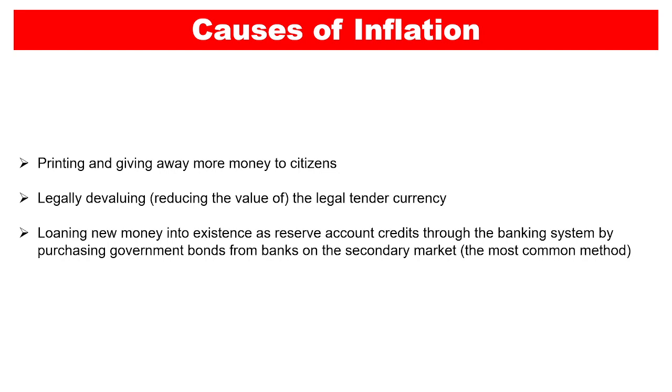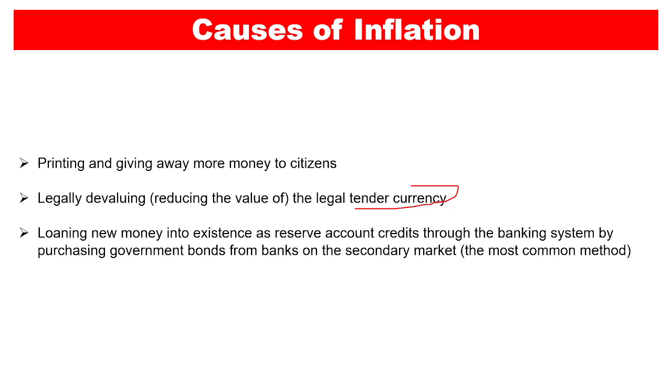Right? So the second one now is the legally devaluing of the legal tender currency. You are not basically floating the currency, you are not allowing the free market to operate, you are just basically legally, by the government, devaluing the currency. This is how inflation can also happen.